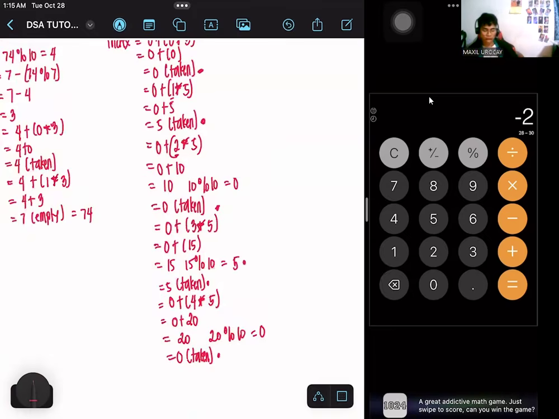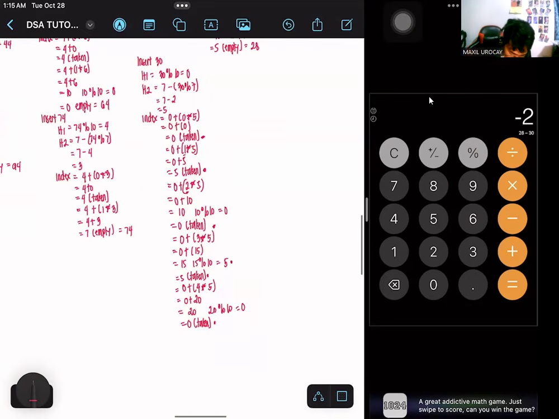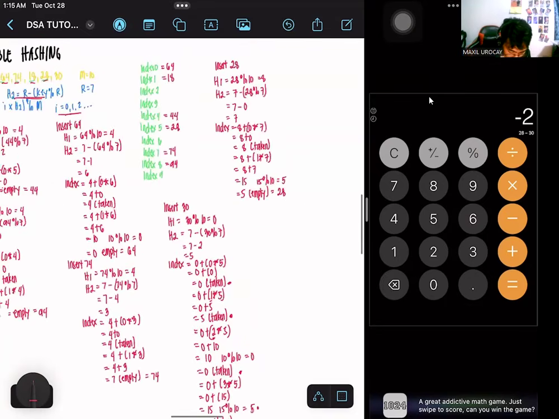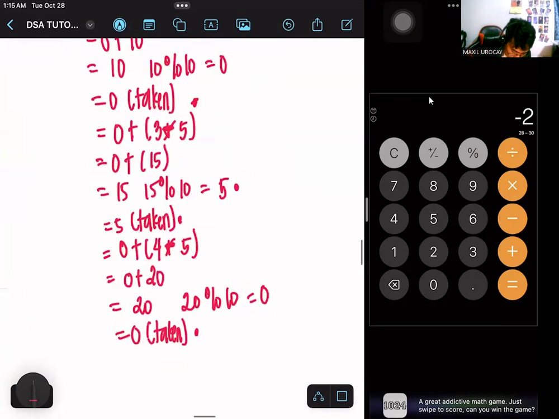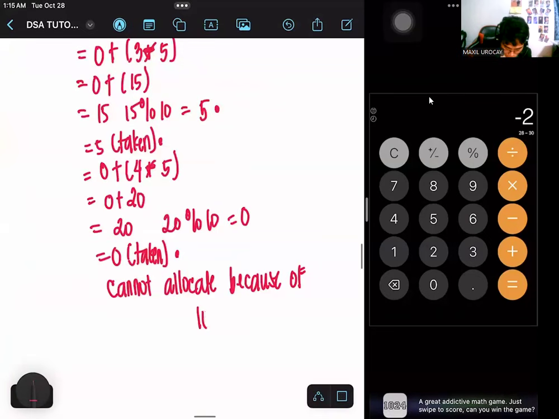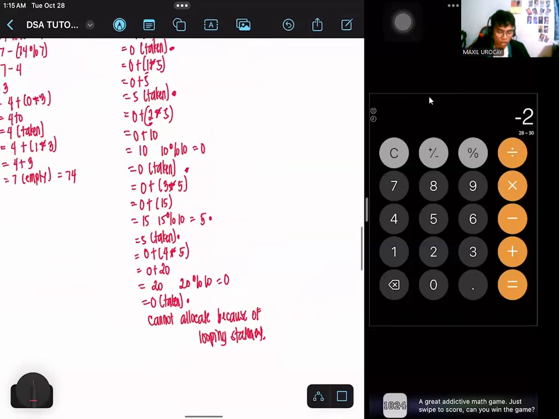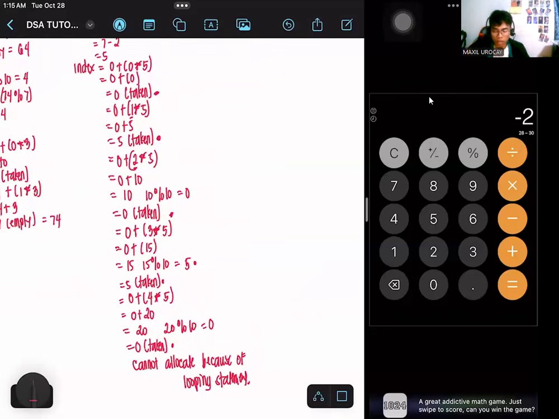Since that is the third time, we cannot allocate the 30 because of the looping statement. Okay, so I just have to explain further what the main reason is why we cannot allocate that into the specific table.